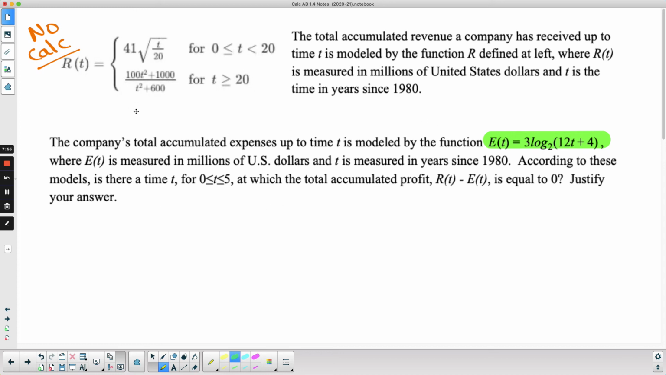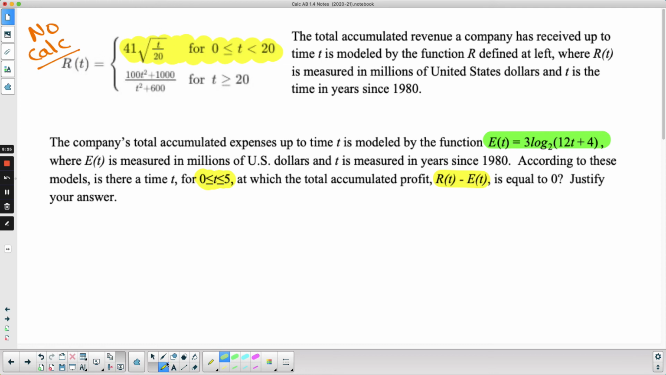So according to these two models, we're trying to see, is there a time t from 0 to 5 at which the total accumulated profit, which is what we're looking at here, R of t minus E of t, is equal to 0. So we're just looking from 0 to 5. So we are only looking at this half of our function because that's where 0 to 5 lands, with this 41 square root t over 20.